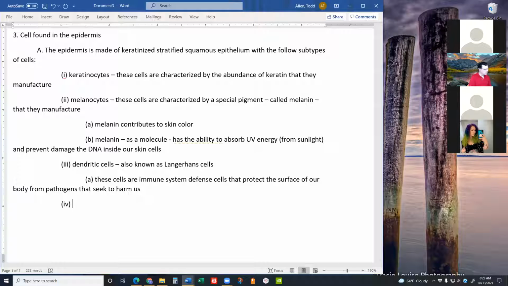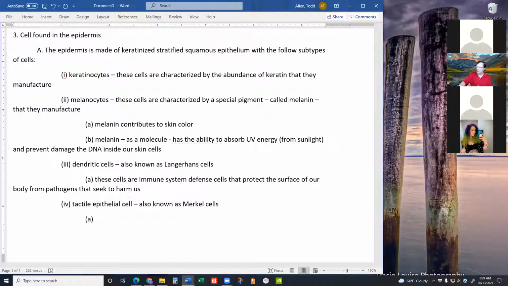And then there's a fourth category of cell in your books called a tactile epithelial cell. Tactile epithelial cells are also known as Merkel cells. The purpose of the tactile epithelial cell is to create contact between the surface of the skin and the sensory neurons embedded in the skin. In other words, these cells help convey sensations of touch at the surface of the skin to the sensory neurons, which then relay that information to your brain.